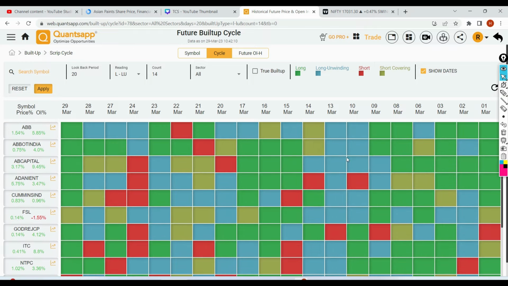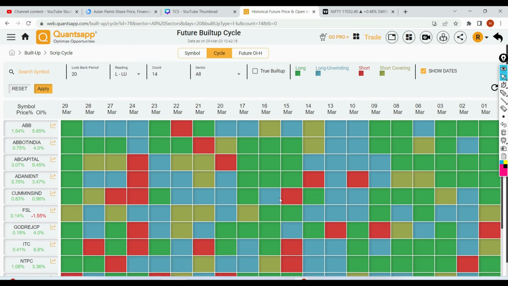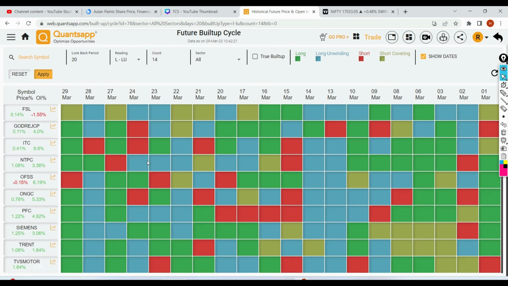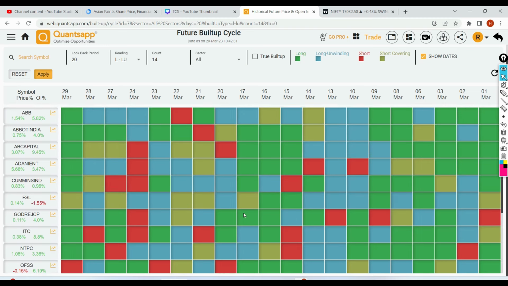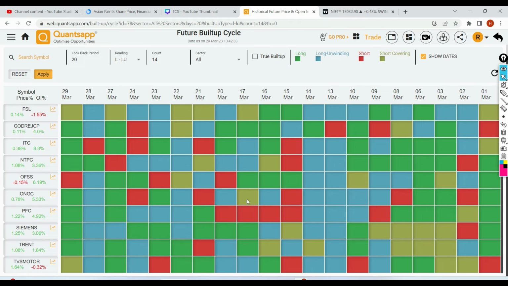Now check, do you see more reds or more green, or a combination of red and this blue? Definitely, the market has fallen like 10%, but still these are the stocks where the sellers are not aggressive. Maybe PFC, yes, I accept there were sellers continuously for 4 days, but just check the other stocks, guys. Check ITC, check this stock, cements. Do we see any selling?